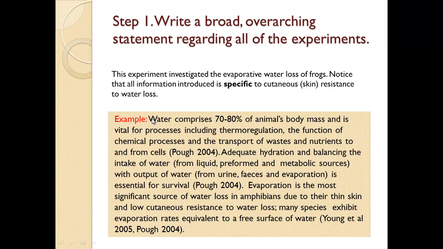So, we'll read this first sentence. Water comprises 70 to 80% of animals' body mass and is vital for processes including thermoregulation, the function of chemical processes, and the transport of wastes and nutrients to and from cells.